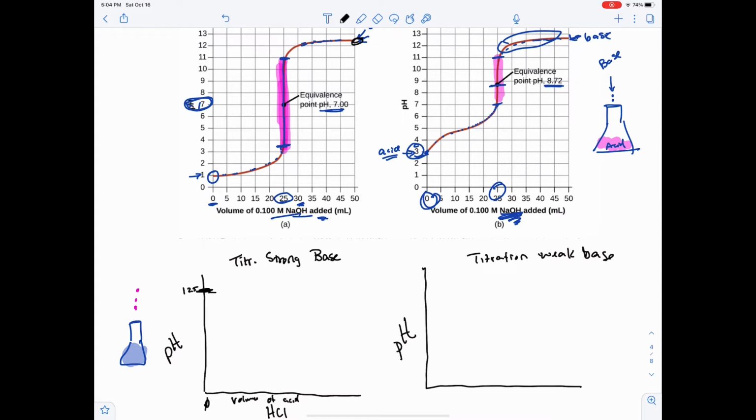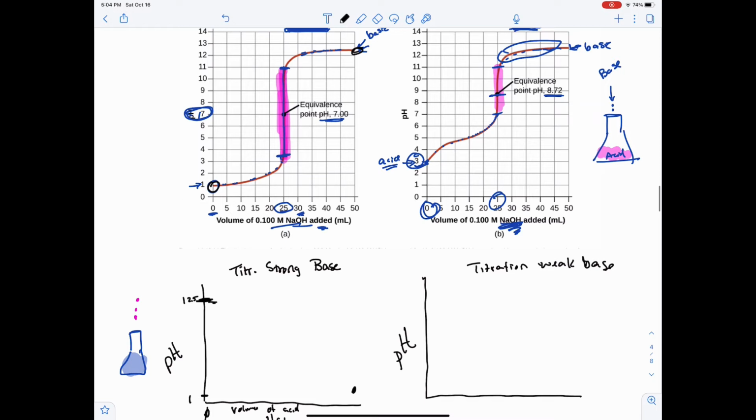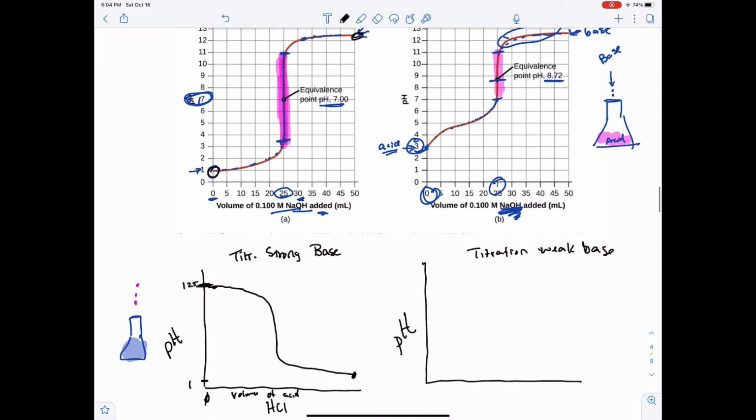All right, so as we add HCl, you're going to see our titration. It's going to eventually end with being around 1, and that makes sense because it's a strong acid. So it's going to have kind of a similar look, a really sharp plunge in the middle, and then we're going to end up over at our acid pH.